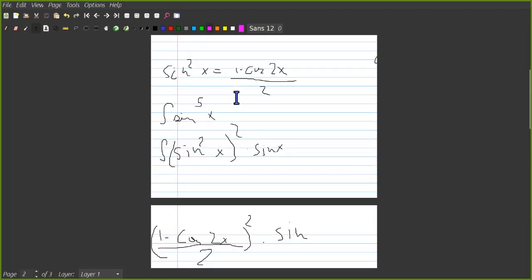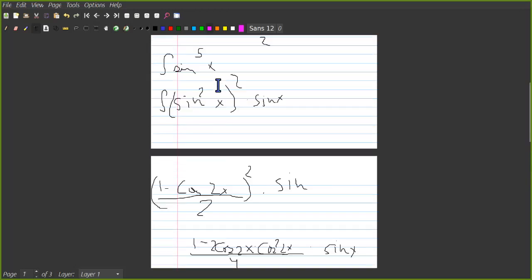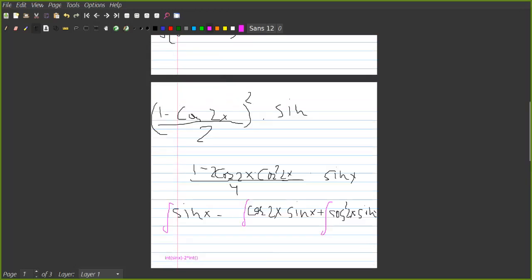And it's the same thing for cosine and the others. I just wanted to show kind of how it works.